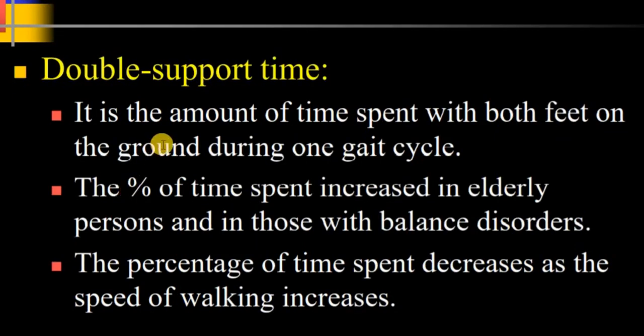Then double support time. It's the amount of time spent when both feet are on the ground during one gait cycle. The percentage of time is increased mainly in elderly persons with balance disorders. Okay, the percentage of time spent decreases as the speed of walking increases. It is inversely proportional. Okay.